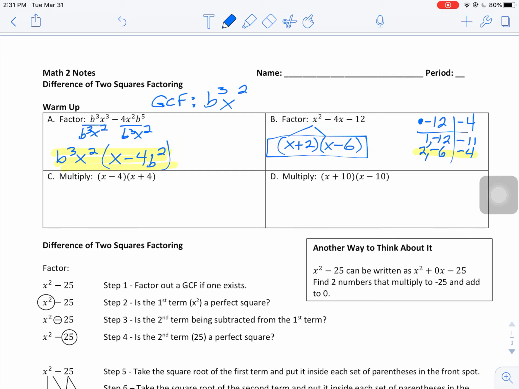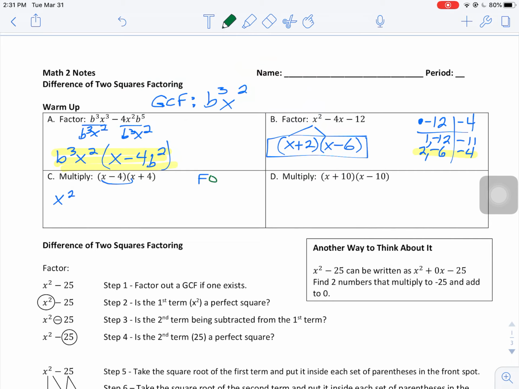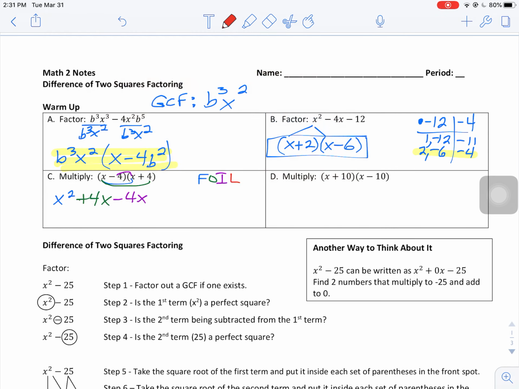On warm-up C, we are supposed to multiply that out, so I'm going to FOIL. First times first is x times x, which is x squared. Outside times outside is x times 4, which is 4x. Inside times inside is negative 4 times x, which is negative 4x. And then last times last is negative 4 times 4, which is negative 16. Don't forget to add your like terms in the middle. 4x plus negative 4x cancels out to 0. So then we're left with x squared minus 16.